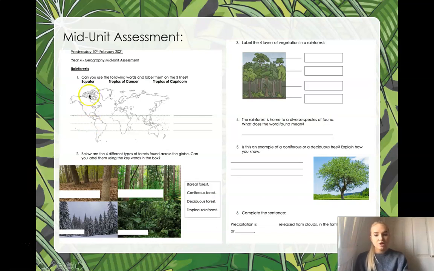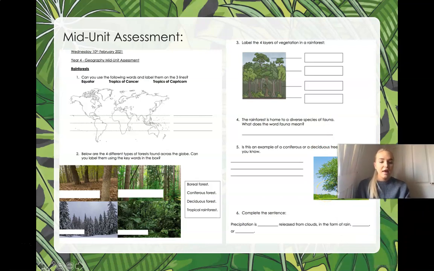So your first question, you are using these 3 words, identifying which line they are. You are using these 4 words to identify which type of forest each picture is. Then we are going to label each layer of vegetation. Describe what the word fauna means. Is this an example of a coniferous or a deciduous tree? How do you know? And then complete the sentence. Okay, so 2 tasks for today. 1, make your own plant, and 2, complete the assessment for today.